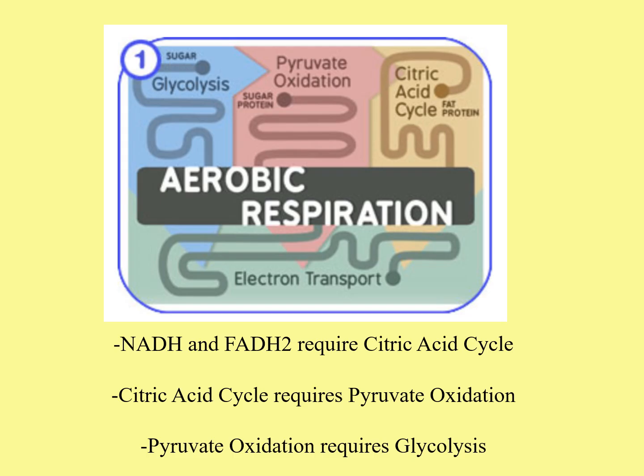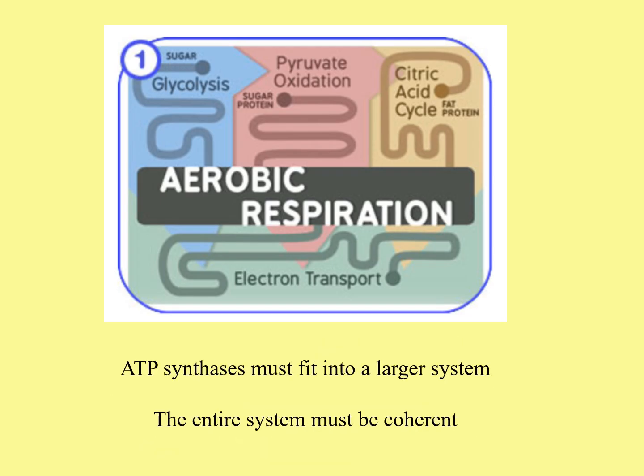To summarize this complex system, NADH and FADH2 generate the protons needed to run the motor, but they require the citric acid cycle. And the citric acid cycle requires another system called pyruvate oxidation. And pyruvate oxidation requires another system called glycolysis. So ATP synthase itself, a highly complex, irreducibly complex machine, must fit into a much larger system, and the entire system must be coherent.